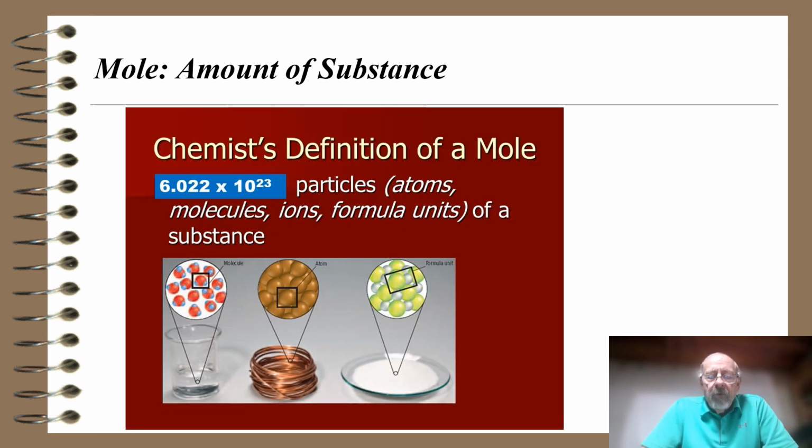So I mentioned before, if you had taken chemistry, you might have heard of a mole. And notice this says chemist's definition of a mole. So 6.022 times 10 to the 23rd particles. They could be atoms, molecules, ions, formula units of a substance. And again, the mole was used by chemists to come up with some of our things like amperes and coulombs and things of that nature.